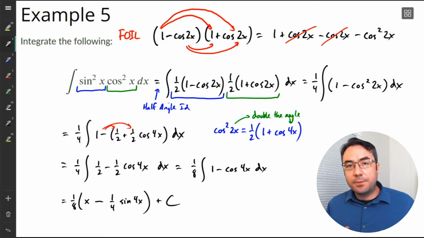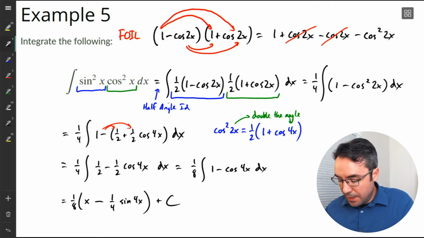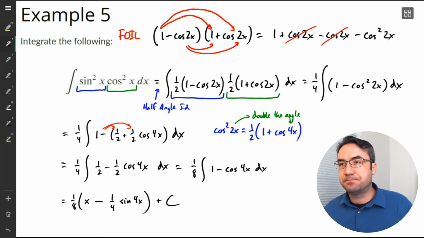So we had to do a little bit more work there. We had to use the half angle identities a couple different times, but we got there. And maybe the only thing, if you wanted to, you could distribute this 1/8, but we'll stop there. That's fine. So that's really the idea.